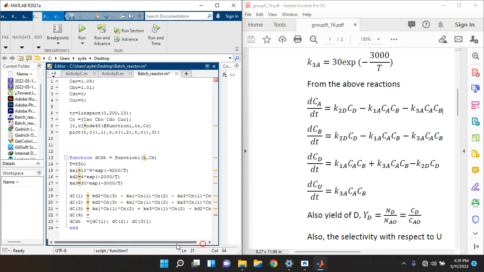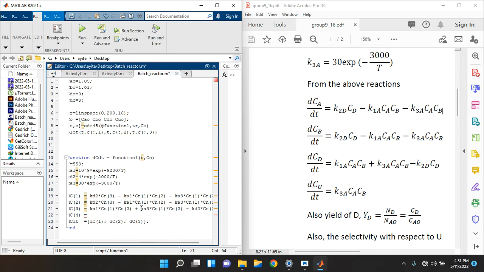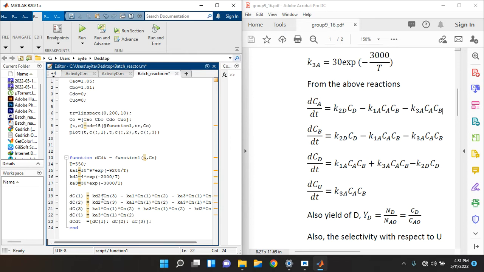So just write your four differential equations in this format, where the concentrations for each will be C. I'm using Cn here, so Cn1 for the first one, CA, Cn2 for CB, Cn3 for CD. So the last equation, which is K3A, which is this one, I'll just copy it and bring it here. K3A CACB. So now we have our four differential equations.